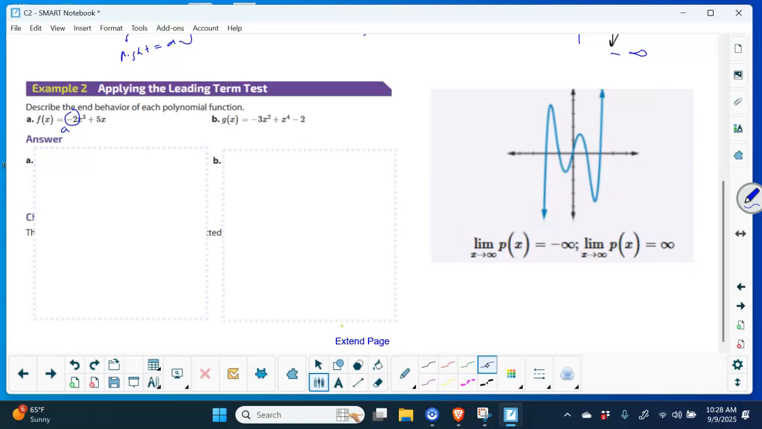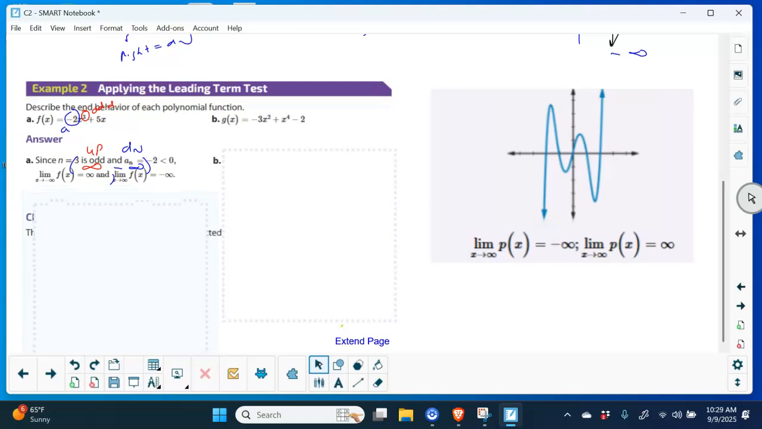So remember, the -2 is the right-hand side, and negative is down. So what's the right going to be? Negative infinity. The power, the degree, is odd. Odd means the left is going to be opposite. So if the right is down, the left has to be up, and that's positive infinity. So infinity, comma, negative infinity.